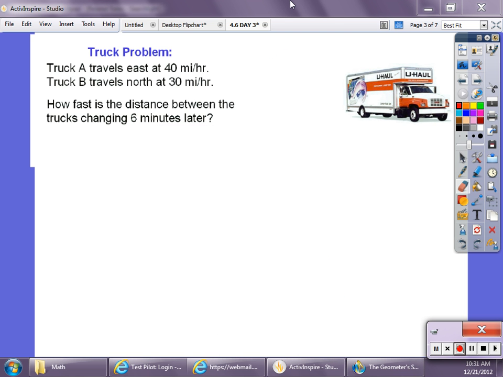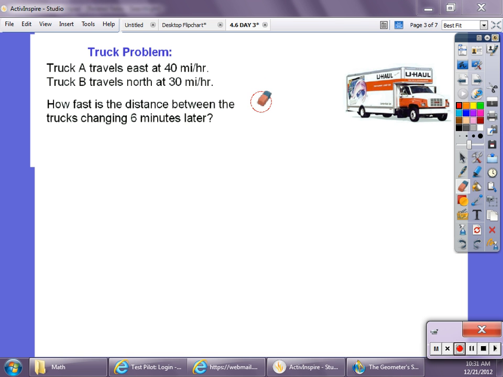All right, so I'm literally going to go through the same information that you guys went through. So you should probably have a picture. And the first question you guys asked me was, did the trucks start at the same place? It's the fact that the distance between them is changing. You're going to have to assume that they are starting in the same place.